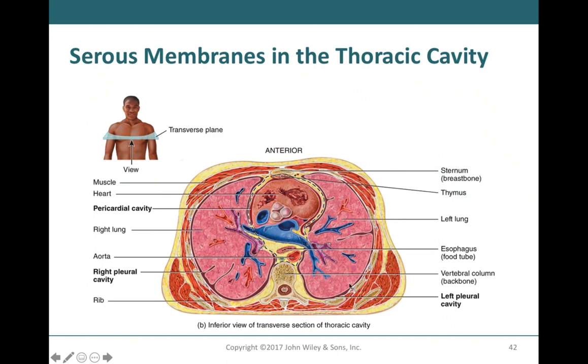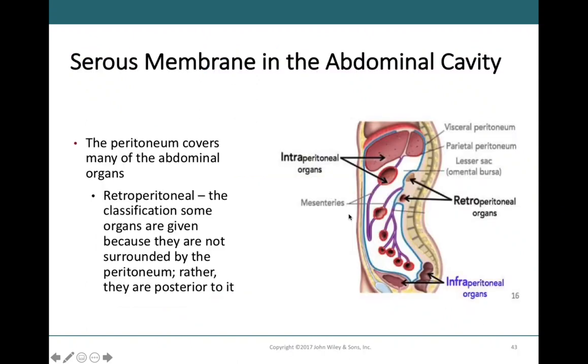You can see the left pleural cavity right here. You can see the right pleural cavity here. And you can also see the pericardial cavity in this example as well. So there's a lot going on here. There's a lot of different organs and such. We have our heart found right here in the center, and we have our lungs found on either side. And each is given their respective serous membrane with their respective cavities.